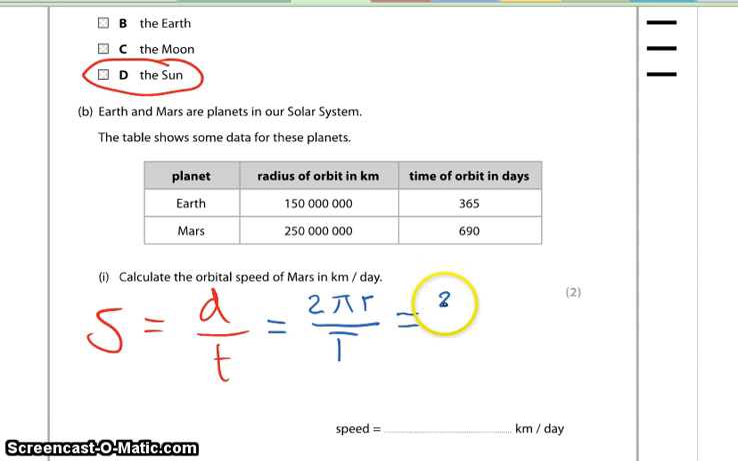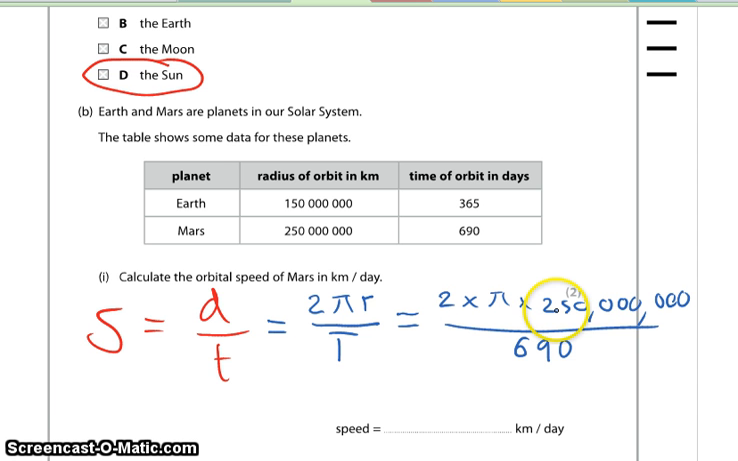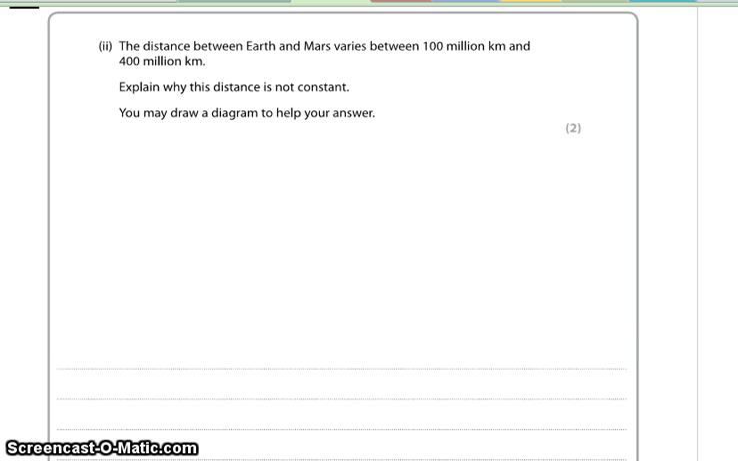So if we put our numbers in here, 2 times pi times Mars, we're looking at 250 million kilometres, and we're going to divide that by 690 days, and the answer we get then is 2,300,000 kilometres per day, so pretty quick. Now it says the distance between Mars and Earth, so Earth and Mars, varies between 100 million kilometres and 400 million kilometres. Explain why this distance is not constant and use a diagram to help.